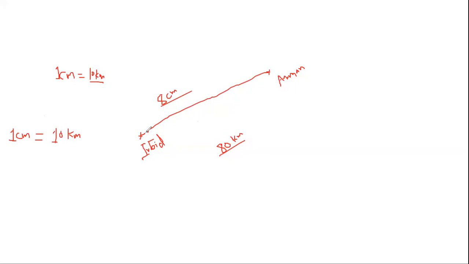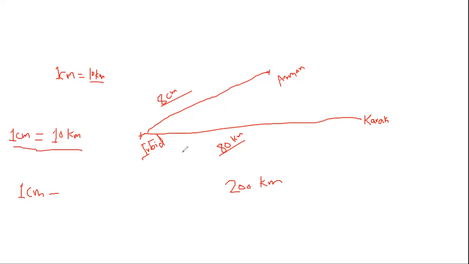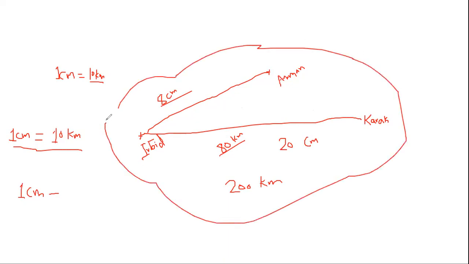Suppose that the distance between Irbid and Al Karak, for example, is 200 kilometers. This is the real distance, 200 kilometers. Since 1 centimeter equals 10 kilometers, on the map the distance between Irbid and Karak must be 20 centimeters. So the map must show that Karak is farther from Irbid. Okay, that's it. This is called the map scale.